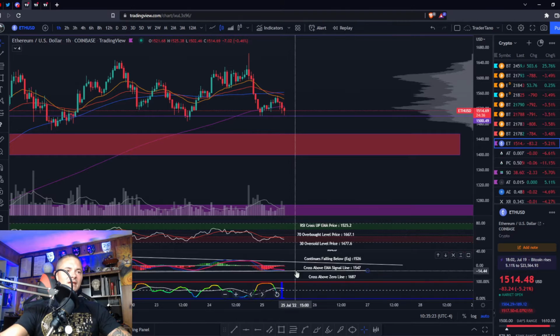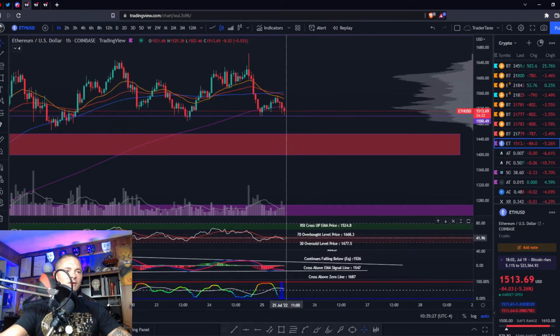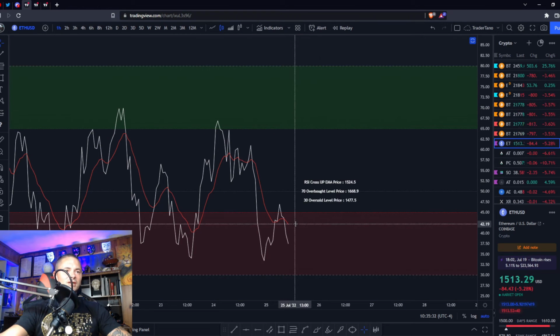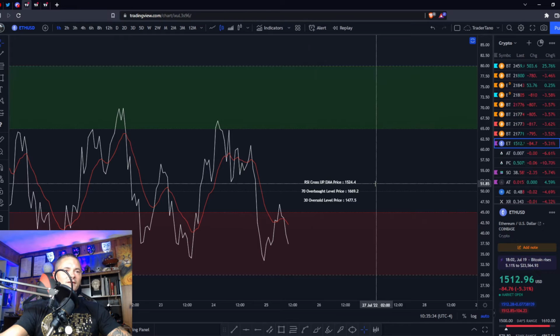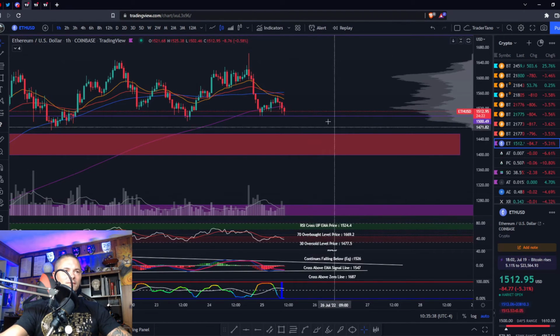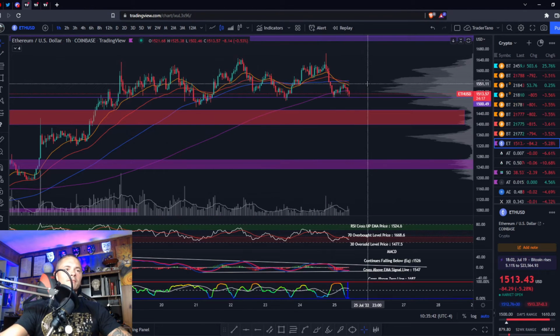Your BBWP is once again printing a dark blue signal. Your RSI is below the signal line. It wouldn't take much to get back above it. We need to get back above 1524. So not much. Ethereum could actually turn around quickly, quicker than Bitcoin.